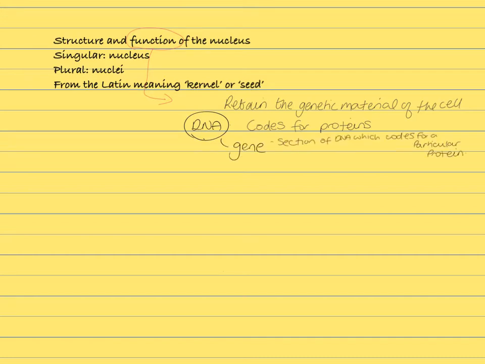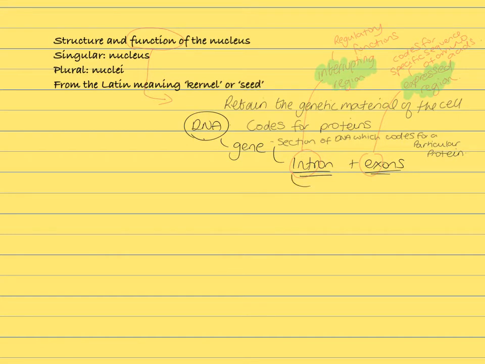Genes are split up into two sections. They're split up into introns and exons. The intron is the non-coding region, the section that doesn't actually code for amino acids that make up the protein, and the exon is the expressed region, the region that does code for the protein. Together, these are known as the cistron. So the word cistron and the word gene are somewhat interchangeable, although the more common usage is gene.